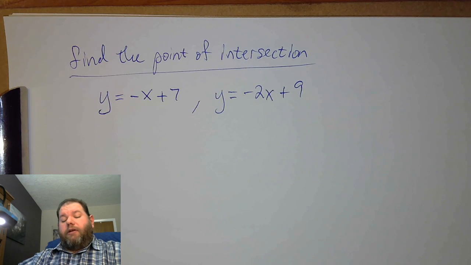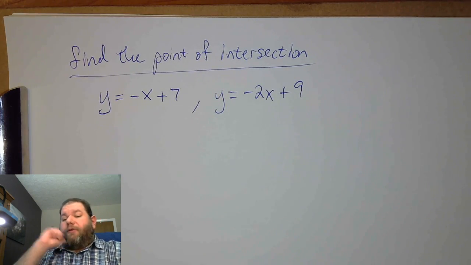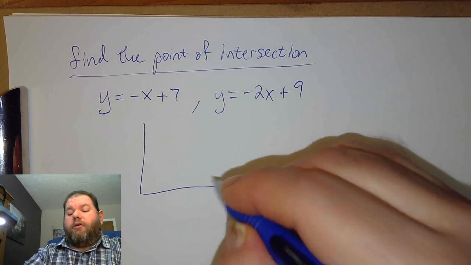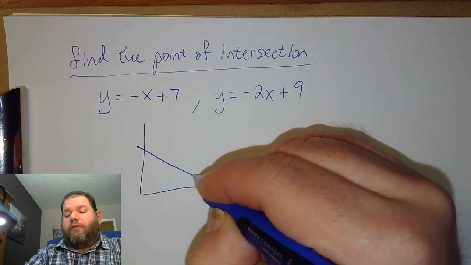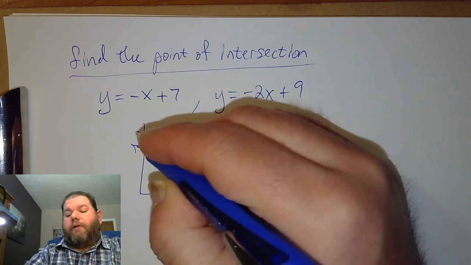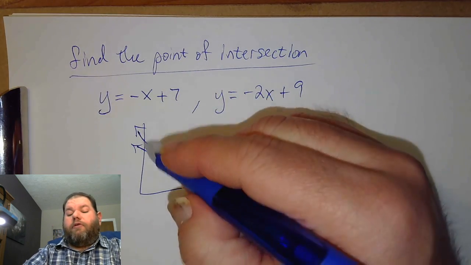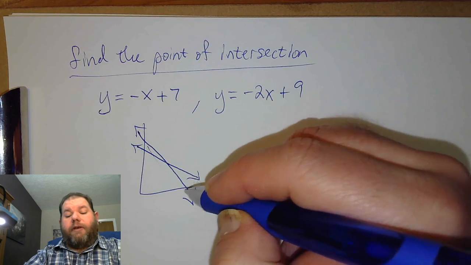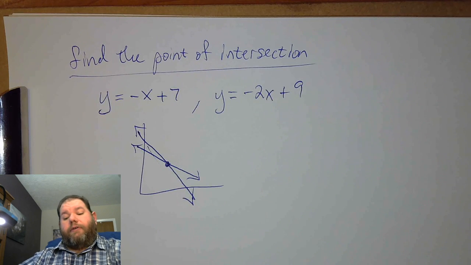plus 9. Now we notice that both of these have a negative slope, -1 and -2 respectively. That means they're both decreasing. The good news is they still have a point of intersection. What we're going to end up looking at is one of them looks something like this, and the other looks something like that. Even though both of them are negative slopes, they have decreasing slopes, there still will be a point of intersection where they both cross.